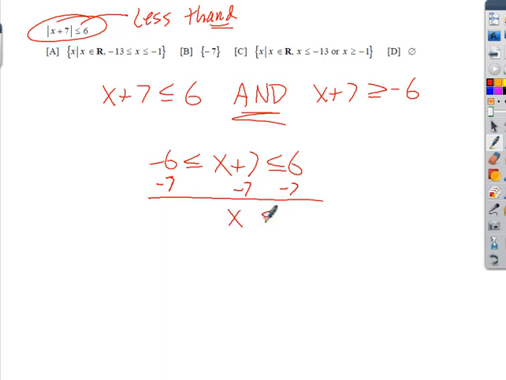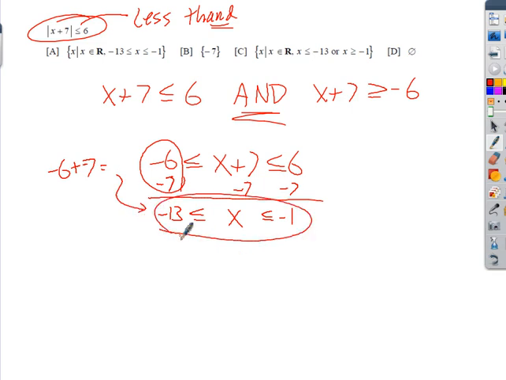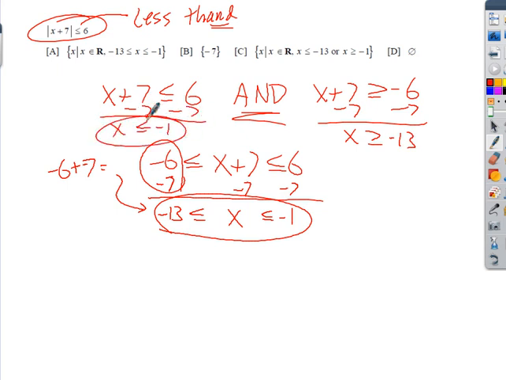I get x less than or equal to negative 1 over here, and greater than or equal to negative 13. Watch your negative positive type of math. That's negative 6 minus 7. You change this, change that, you get negative 13. That's kind of cool because that's the answer. If you do it this other way up here, you get the same thing, but then you have to piece it together, and I kind of like doing it all in one swoop there. So the answer comes right out like that.